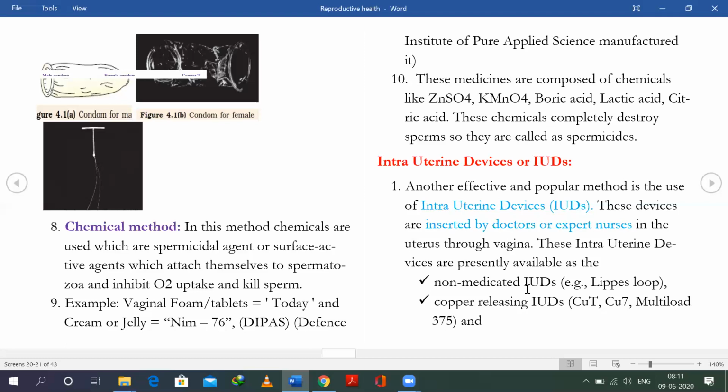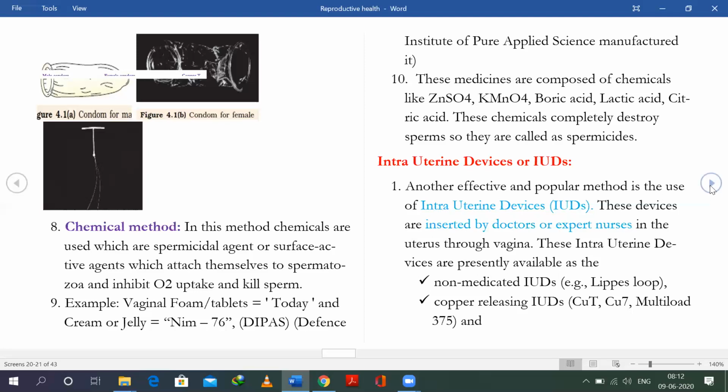And we have three important categories of these IUDs. One of these is the non-medicated one, that is Lippes loop. This non-medicated Lippes loop makes the uterine environment sterile. That means it does not allow the implantation to take place, and sometimes phagocytosis will happen because of these non-medicated IUDs. And these names are very important.